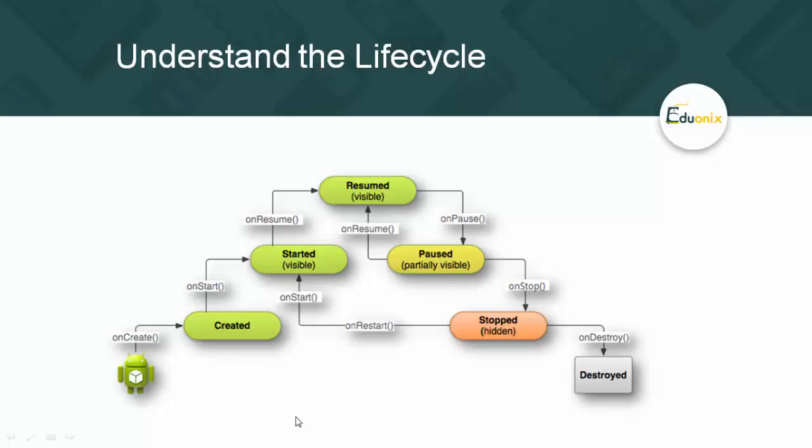You can see that we start on the bottom left with created, step up to started, and resumed at the top. From there, we step down to paused, and finally to stopped. This corresponds to what we discussed in our previous section, where we talked about the sequence of callback methods that start up an activity and those that tear down an activity. Now, let's have a more in-depth look at each of these steps.